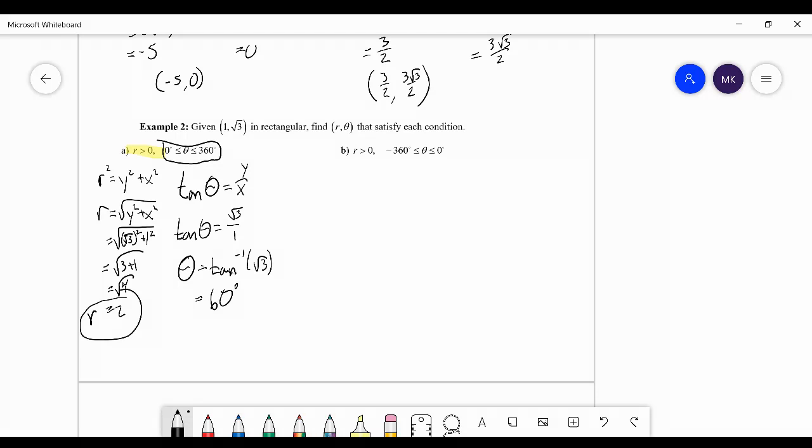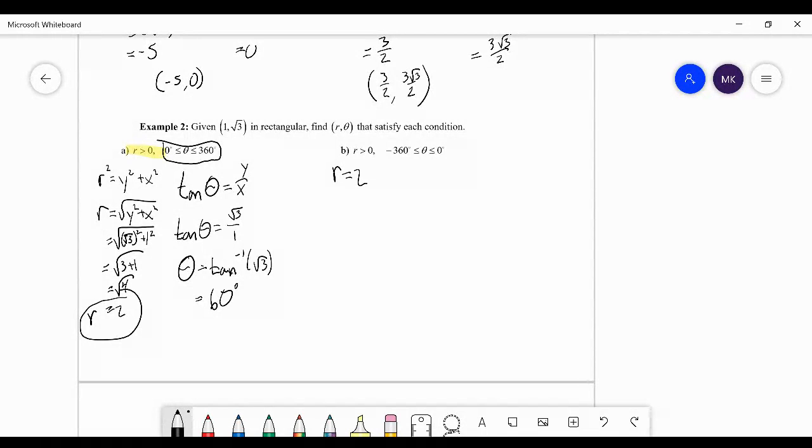So the next part, b, says we're still finding the same equivalent rectangular point, but the difference is now it wants the angle between negative 360 and 0 degrees. Our r value is still positive, so our r work is already done. r is 2.